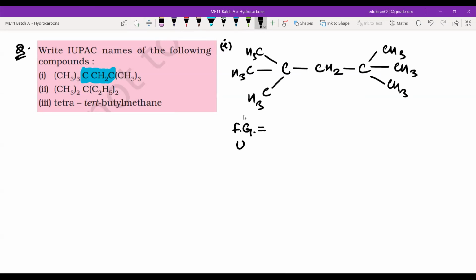Now you write the functional group, unsaturation, parent, and substituents. Functional group is E and saturation is AN. What is the parent, guys? Tell me, what is the parent? Substituents, okay.